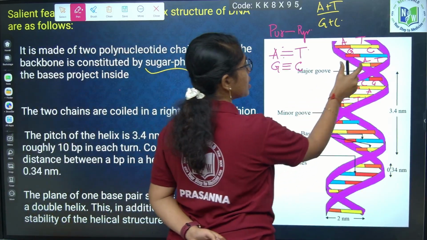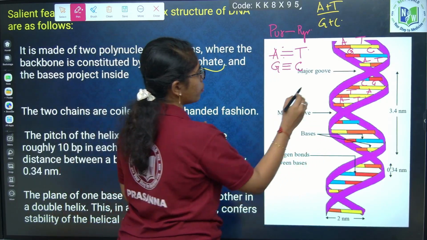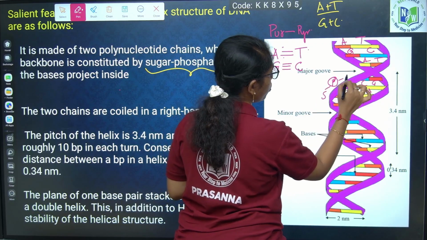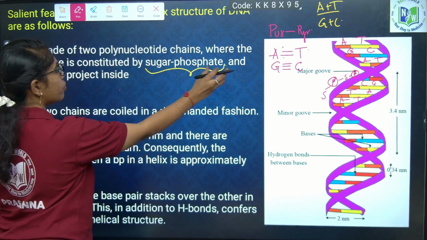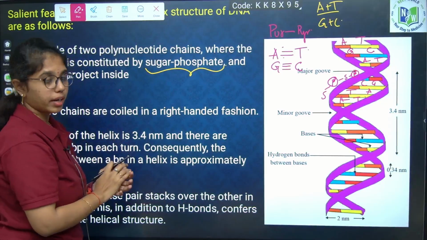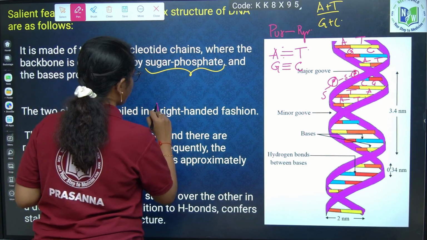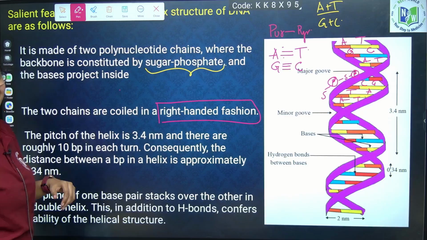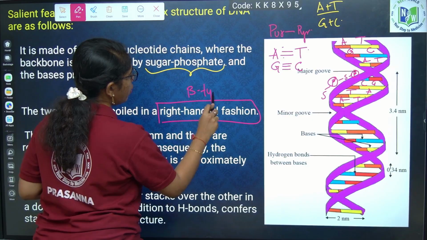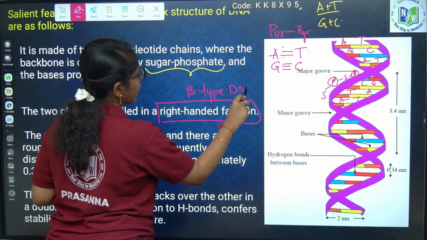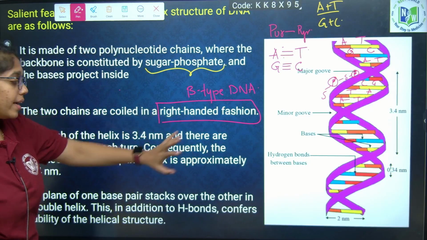These hydrogen bonds and nitrogen bases are at the center, wherein the sugar and phosphate group are the backbone of DNA. Sugar and phosphate group form what? Backbone of DNA. Next, the two chains are coiled in a right-handed fashion. That is B type of DNA, the most stable DNA, which is coiled in right-handed fashion.